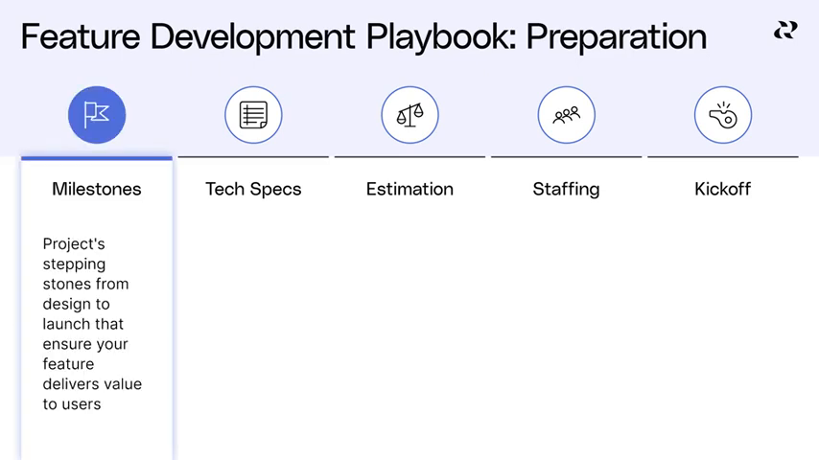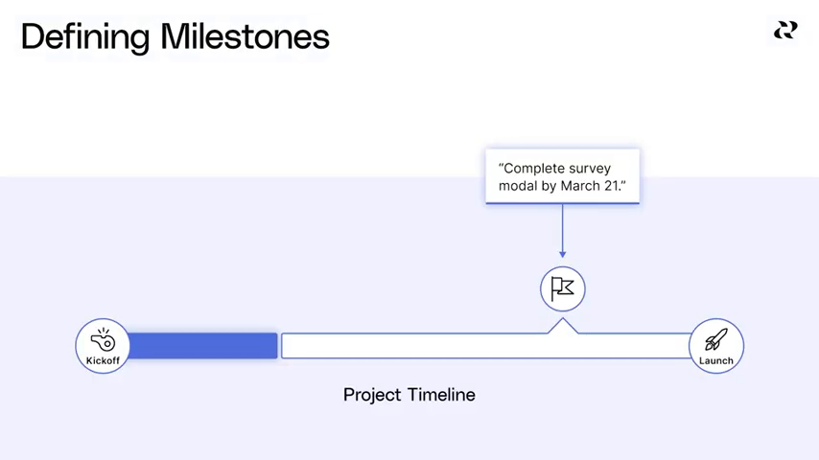Milestones are project stepping stones from design to launch. Milestones should aim to accomplish 2 goals: ensuring your feature delivers value to users and the business, and sequencing the work appropriately. In their simplest form, milestones should identify what needs to be done and when. For example, complete survey modal by March 21.